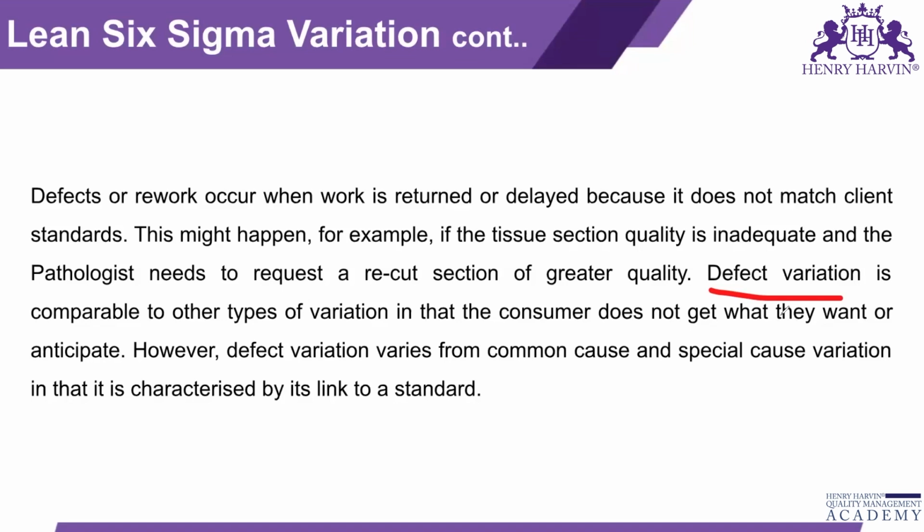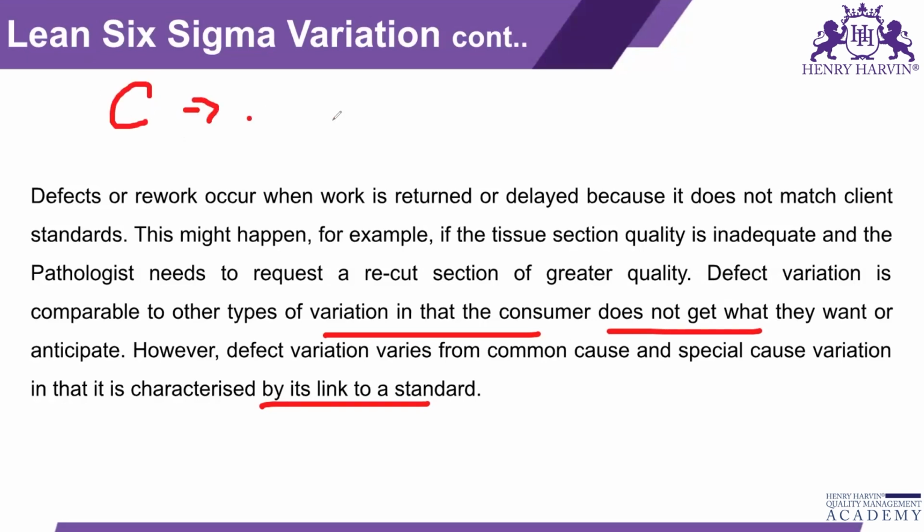That means, for example, whatever we expected. They've taken a very simple example: a pathologist needs to request a recut section for greater quality. So defect variation compares the types of variation where the consumer does not get what they anticipated. Defect variation is a way to characterize how we can do better. For example, as a consumer, we give feedback. If you're not liking a service, they'll ask you, what went wrong?